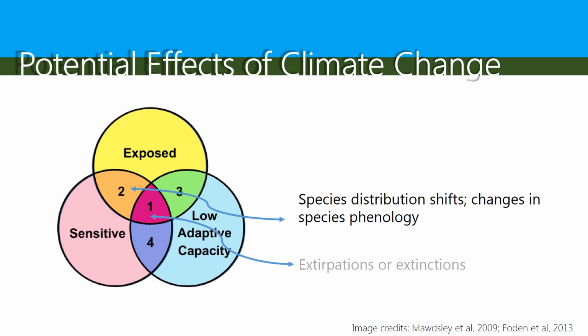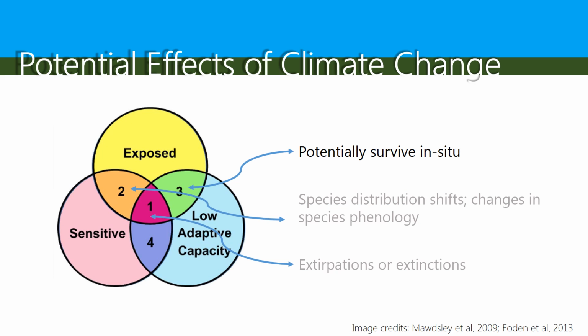Those in group 2 are what we call potential adapters. So they are sensitive and exposed to climate change, however they have high adaptive capacity to the change of the climate. So these species may be able to mitigate the negative impacts of climate change through dispersal or maybe through microevolution.